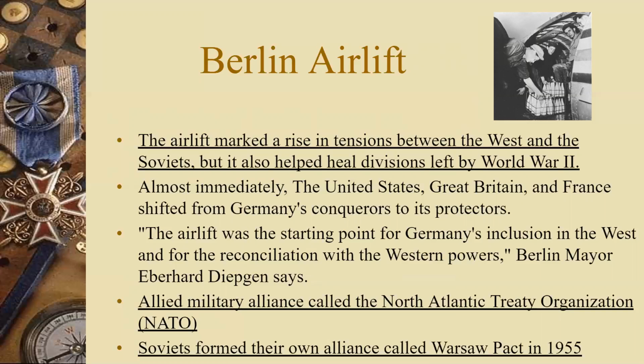And specifically in Germany, this is a shift from the US and Great Britain and France being their conquerors, being the countries that defeated Germany. Now it shifts to these countries are protecting the Germans and they're helping them out. Germans were in dire straits. They were in trouble. And the powerful Allied countries risked their own safety and their own relationship with the Soviet Union to help save the German people.